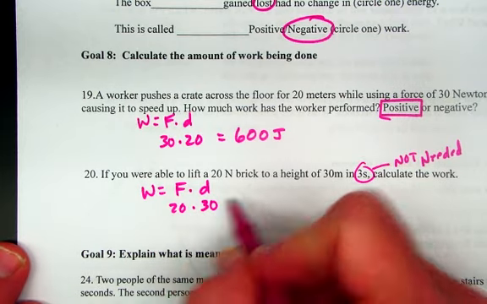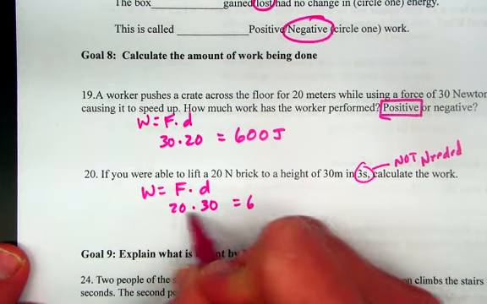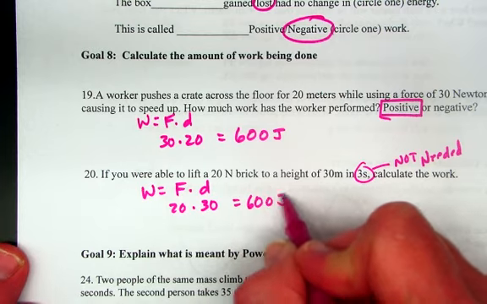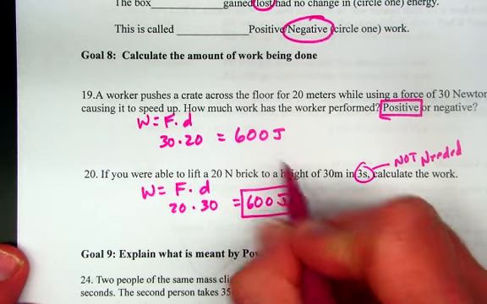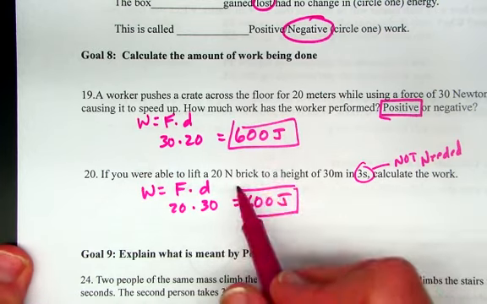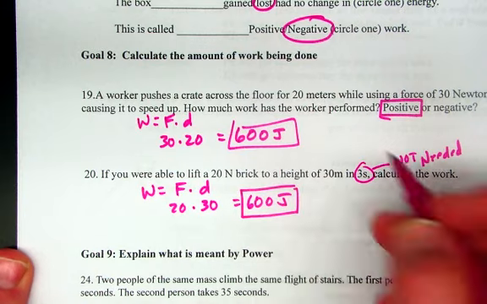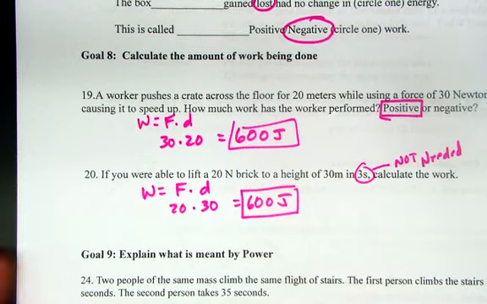So 2 times 3 is 6. Add your 2 zeros, 600 joules of work. So in this case, you're lifting it up. In the other case, you're pushing it forward, and that would be the work done.